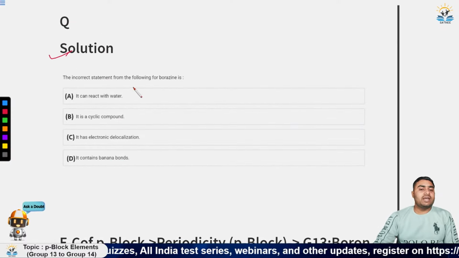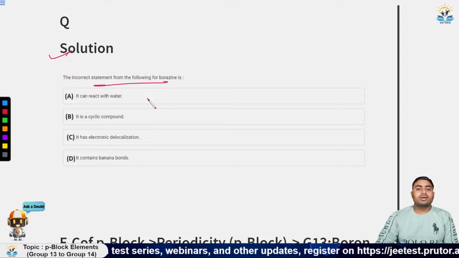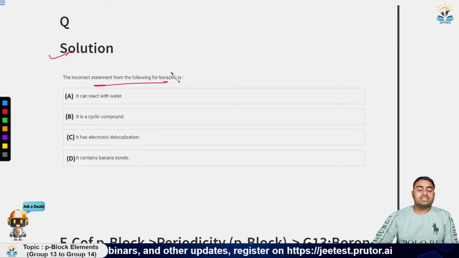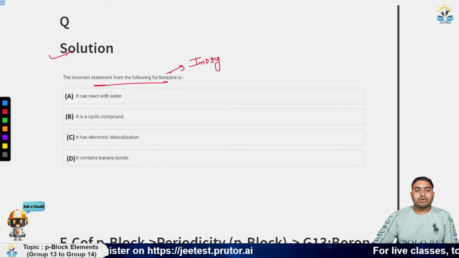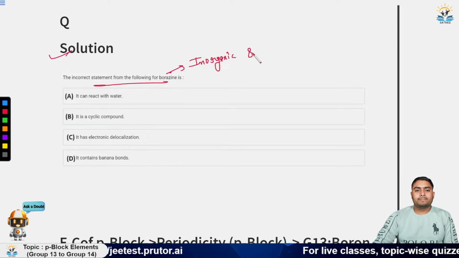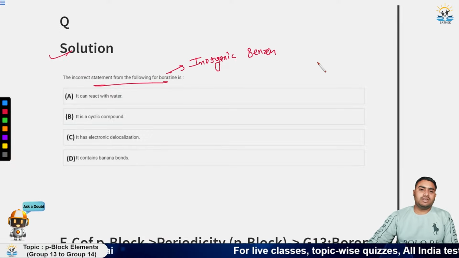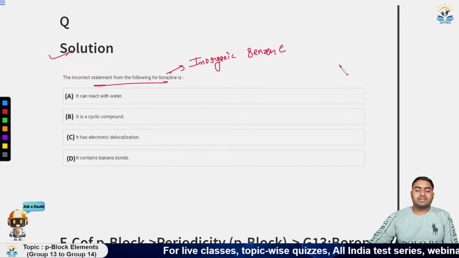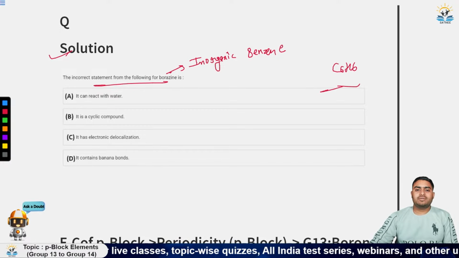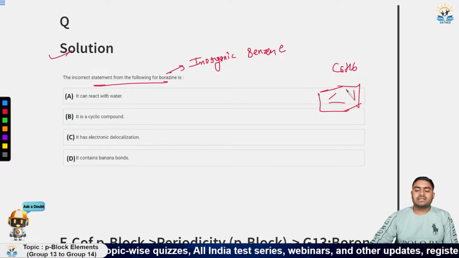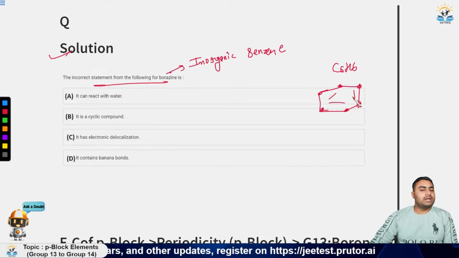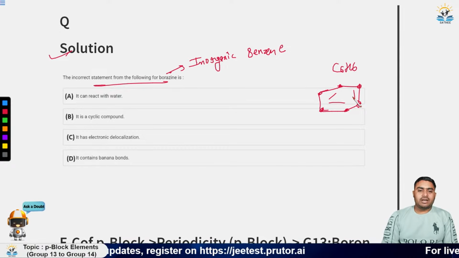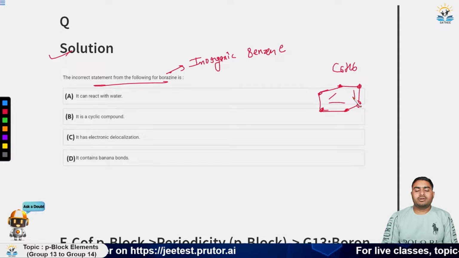Next question is the incorrect statement from the following for borazine. What is borazine? Borazine is like an inorganic benzene. Do you know organic benzene? Definitely we know organic benzene. Organic benzene has formula C6H6 and this will be the structure of organic benzene like this. There are 6 carbon atoms, so you can put alternate boron and nitrogen and you will get inorganic benzene. And nitrogen will attach to one hydrogen atom.